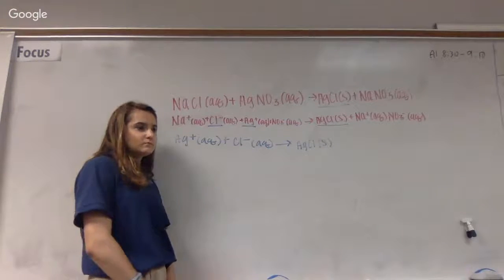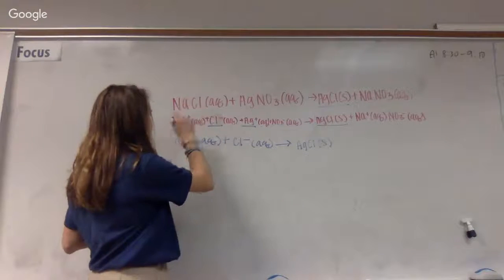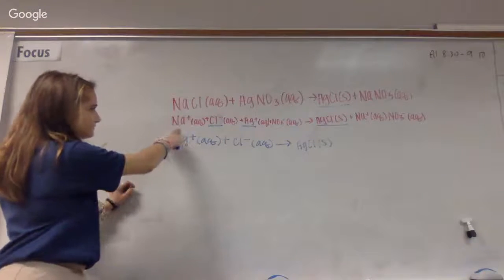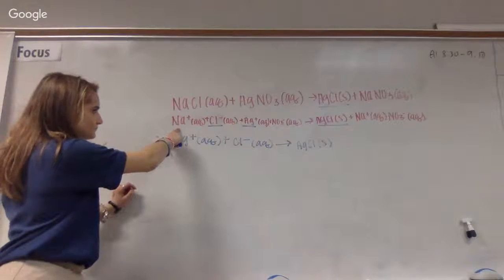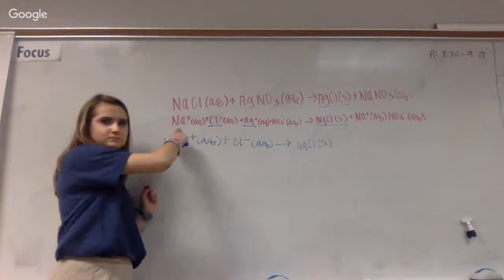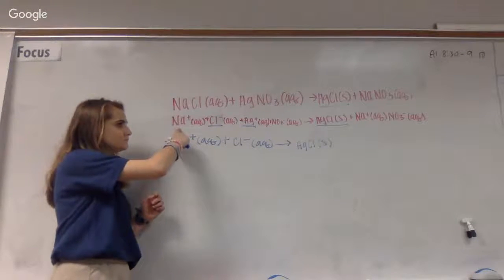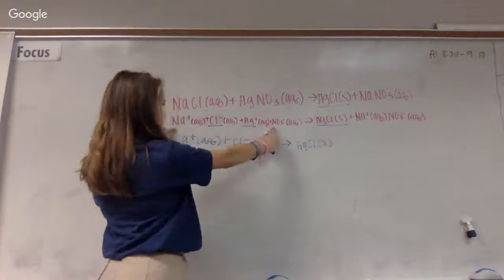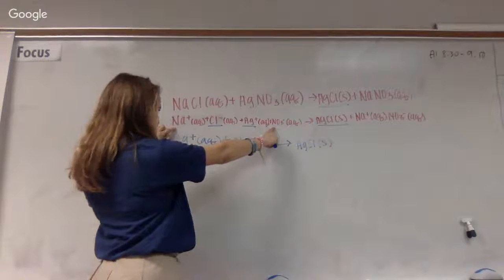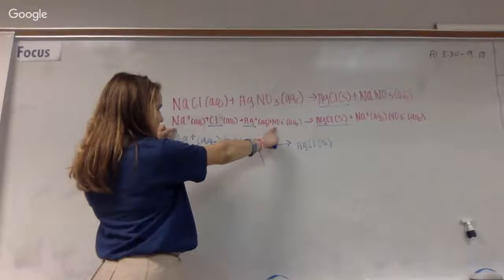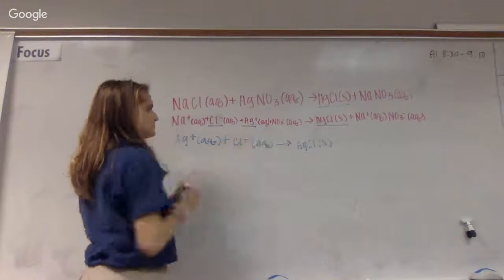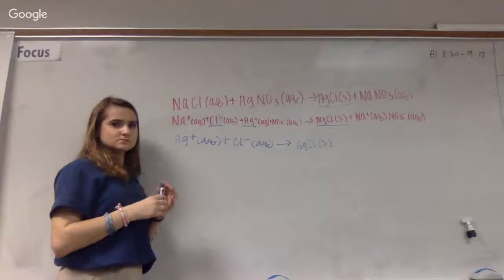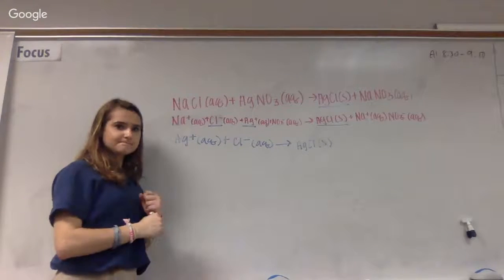Can you put your finger on Na plus up above? Right there, Na plus. Does that Na plus have anything to do with forming AgCl? No. So we call that a spectator ion. Similarly, put your finger on NO3 minus. NO3 minus, that is not involved in forming AgCl. So that's also a spectator ion. So those are just floating around. We don't include them in our net ionic equation. Are you guys all with me right now?